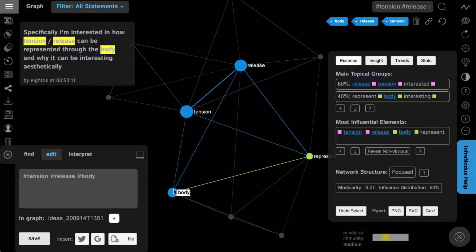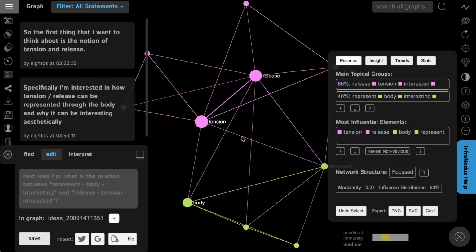Tension, release, body, represent. When we select them, we see the exact idea that contains those words, nodes, and we can also see them here, and we can deselect them to see the whole graph. So this is kind of how it works, basically.